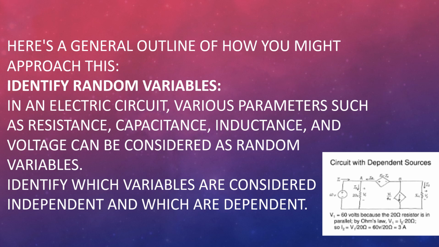Identify random variables. In an electrical circuit, various parameters such as resistance, capacitance, inductance, and voltage can be considered random variables. Identify which variables are independent and which are dependent. In this, we should find the independent sources and the dependent sources. An independent source is one which gives energy to the dependent source.